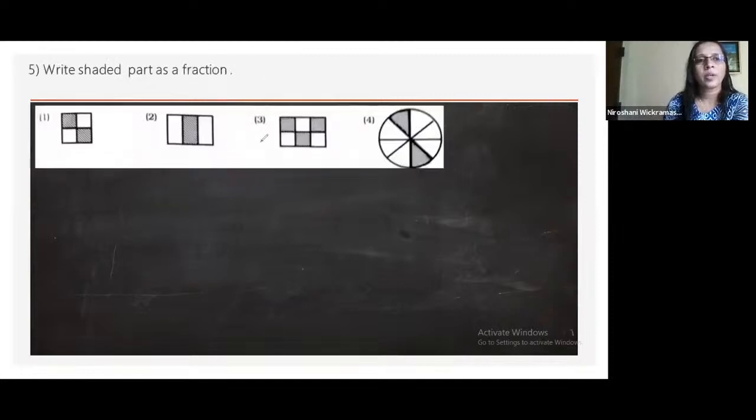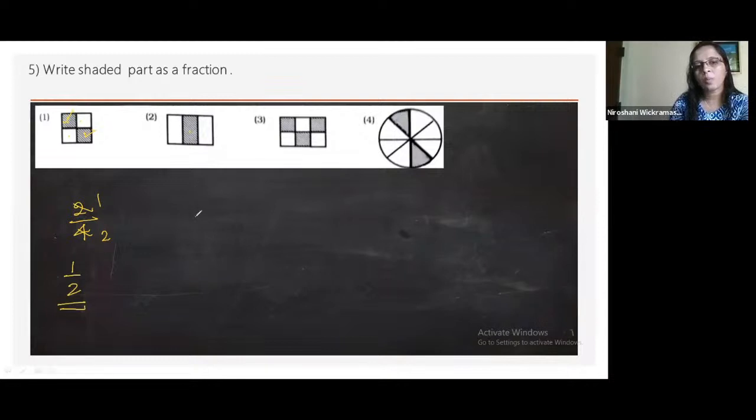Question number 5. Write the shaded part as a fraction. Now look at this whole thing. 1, 2, 3, 4. Altogether, how many parts are here? 4. Then how many parts are shaded here? 1, 2. 2 parts shaded. 2/4. You can even simplify it, right? How many 2's here? 1. How many 2's here? 2. 1/2. Now 1, 2, 3.